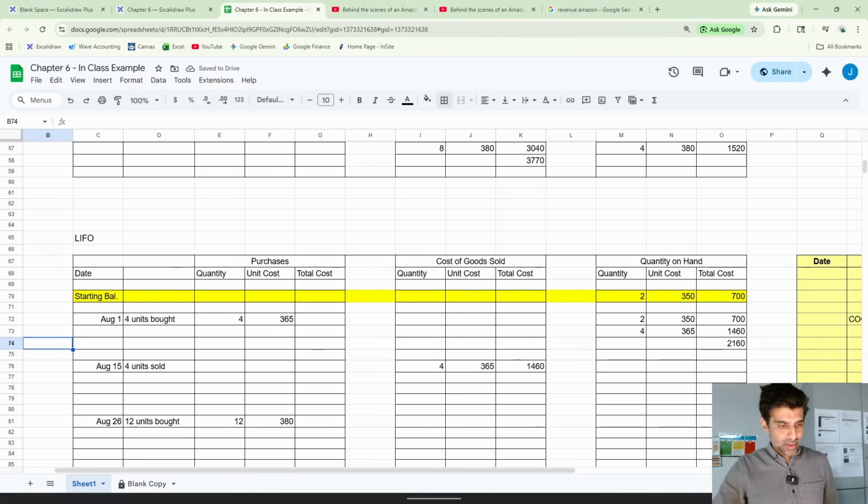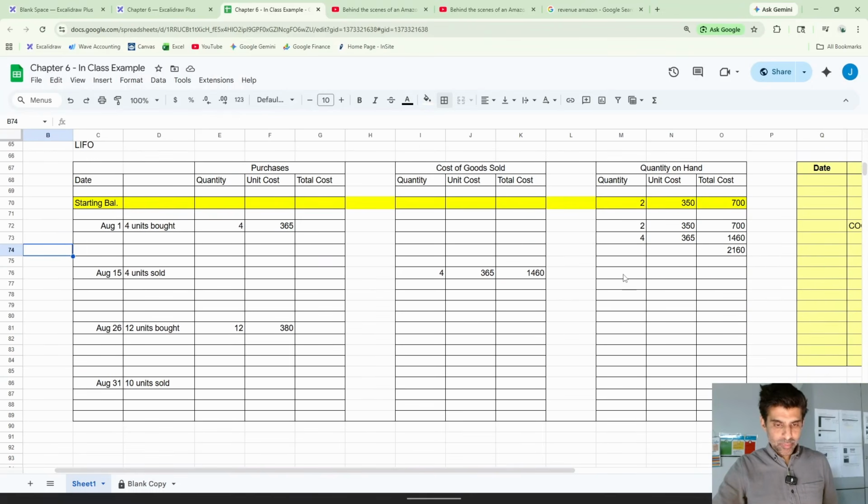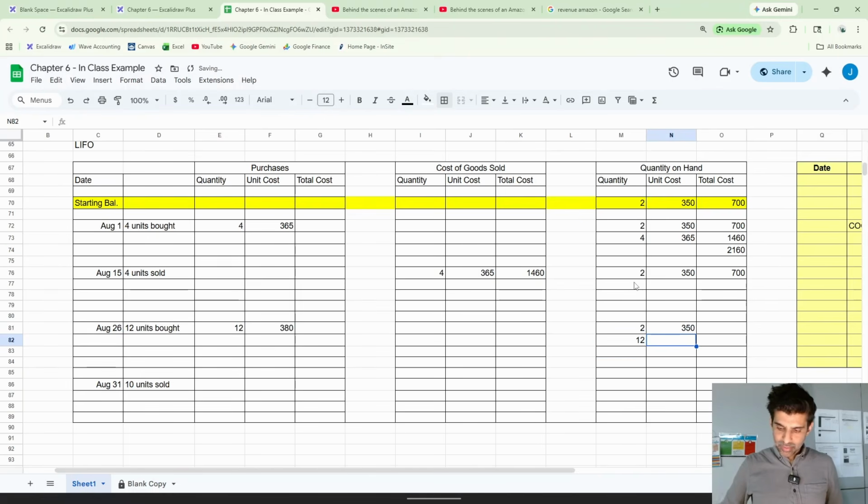Okay, and then we bought 12 more. So again, what do we have left? We have this 350. Basically, we still have our starting inventory. It's the same inventory and the same inventory cost. Okay, because again, the newest stuff that came in, we sold that first. And then here, after this purchase, we have 2 at 350, and then 12 at 380.